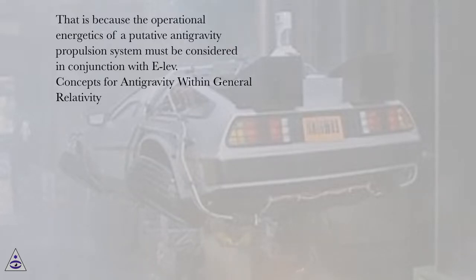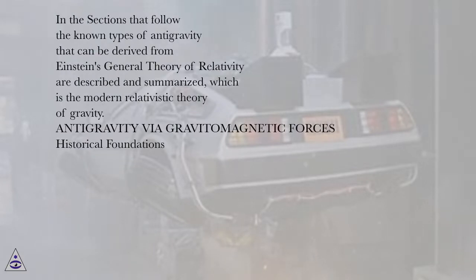Concepts for antigravity within general relativity. In the sections that follow, the known types of antigravity that can be derived from Einstein's general theory of relativity, which is the modern relativistic theory of gravity, are described and summarized. Antigravity via gravitomagnetic forces. Historical foundations.